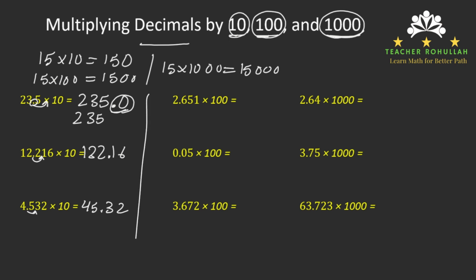In the second column, we have some decimals which are multiplied by 100. I said that when we multiply decimals by 100, we move the decimal point two places to the right. So the decimal point, which is between 2 and 6, moves two places to the right when it is multiplied by 100. So when we multiply 2.651 by 100, the product that we get is 265.1.